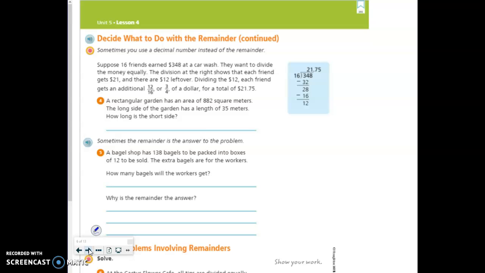But all we would really need to do is put a decimal point here that would move straight up into our answer and add zeros that we would continually bring down to get that. Okay, they're showing you how to convert that fraction into a decimal, knowing that 3/4 of a dollar.